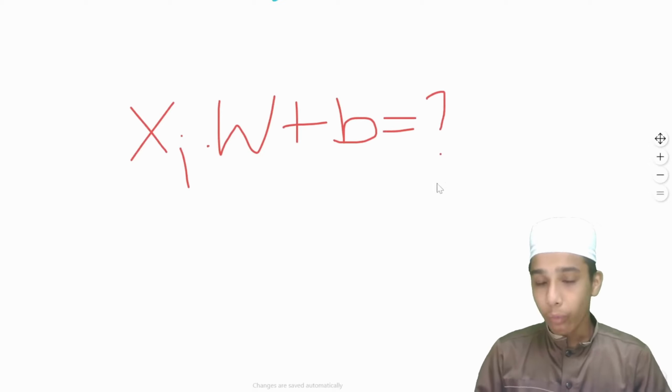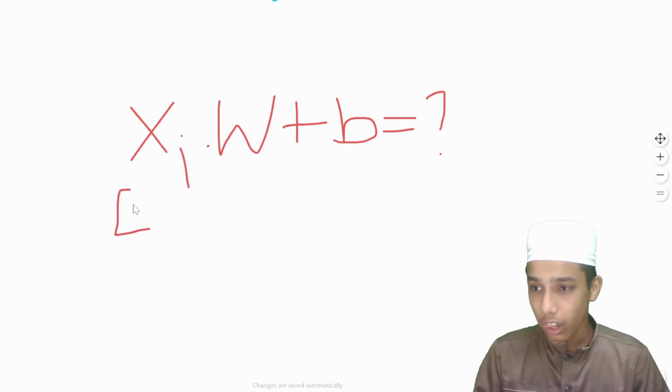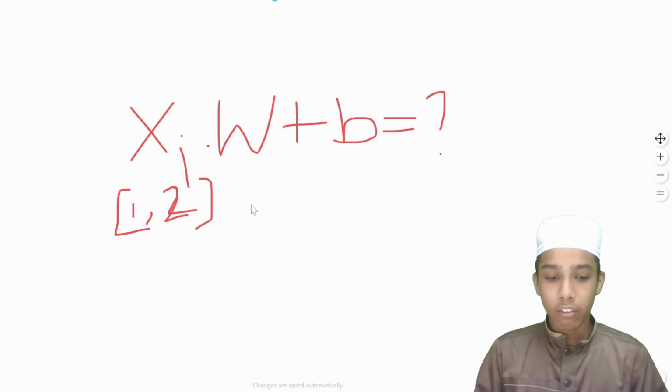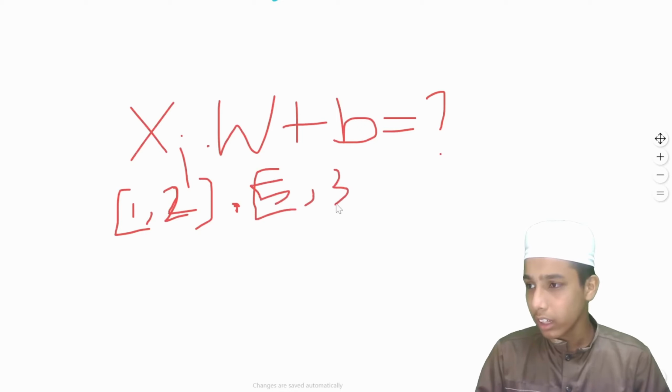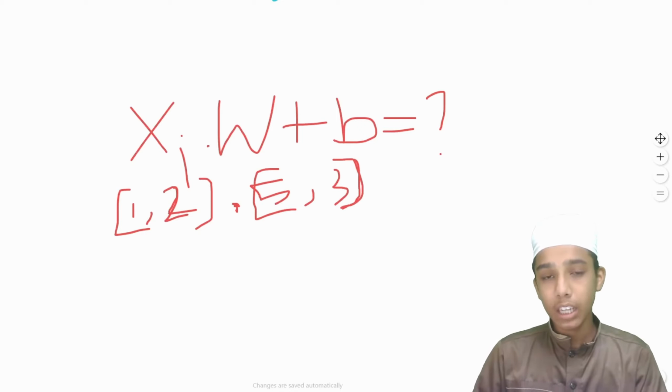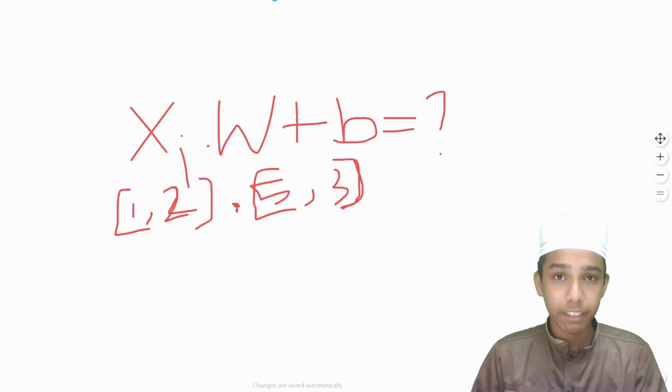Now guys, what if we give the value of x sub i as 1, 2, and for the w, I'm going to make a dot for that one? Let's assume it as a dot. For the w, I'm going to use the same example, 5, 3. Then guys, here we are going to get a big difference, right?